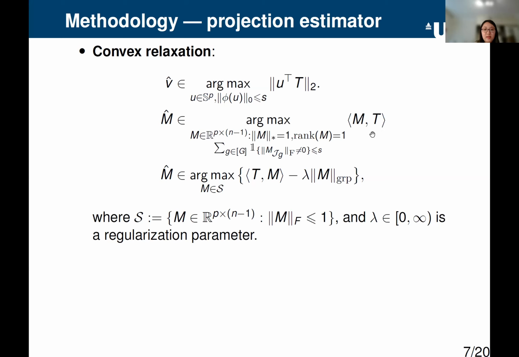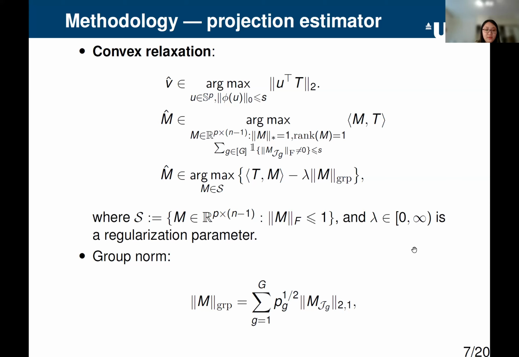So then this becomes a matrix optimization problem, and the matrix M here should satisfy this constraint. And then we drop the rank constraint and replace the nuclear norm constraint with a larger Frobenius norm set S here. And the group sparsity constraint is summarized in the penalty here.